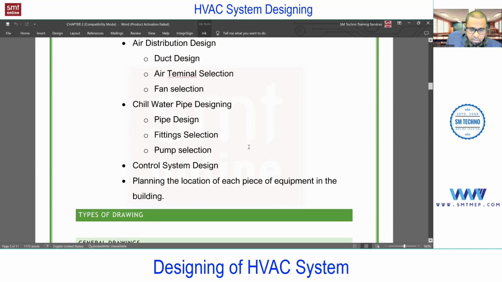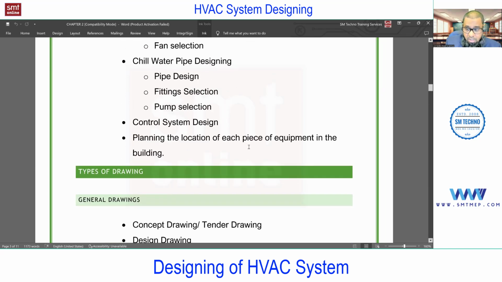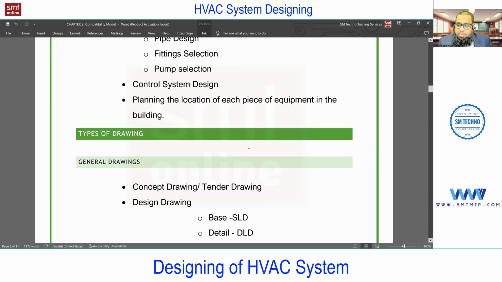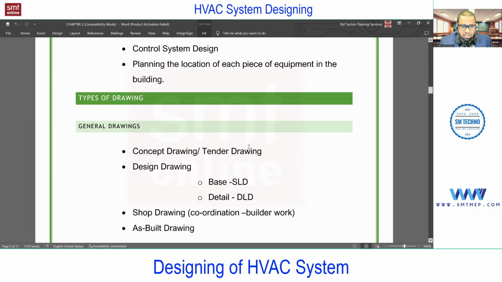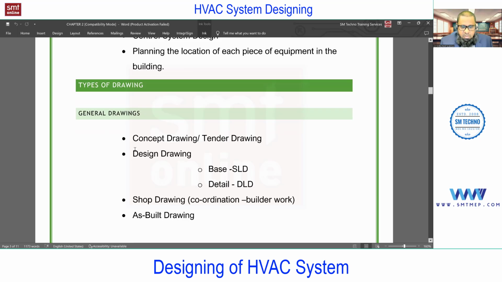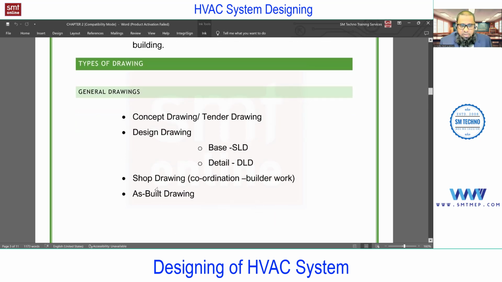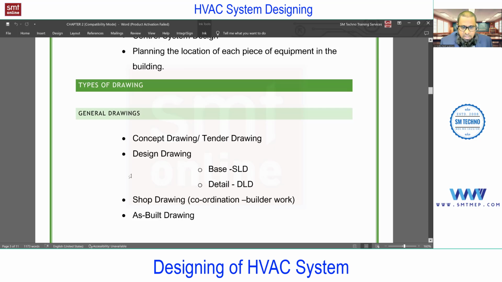Next, we'll talk about installing the HVAC system. But before this, we'll talk about the types of drawing. Again, this is also very basic to understand the terms and terminology. And the general drawing is common for all the services, including the architectural and structural side. But before this, do you know the difference between architectural and structural side online? Anyone?